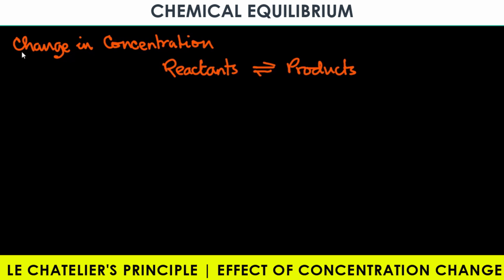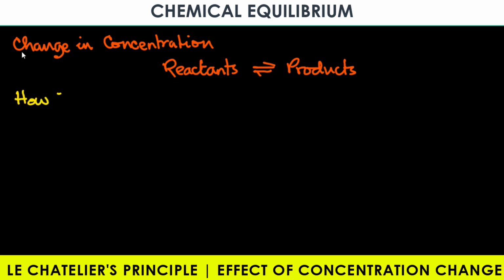If you increase the concentration of the reactants, it will definitely increase the concentration of the product. And if you decrease the concentration of the reactants, it will decrease the concentration of the product. That's how the system will react, right? So what you need to know now is, how do you increase the concentration of the products? How do you increase the concentration of the reactants?